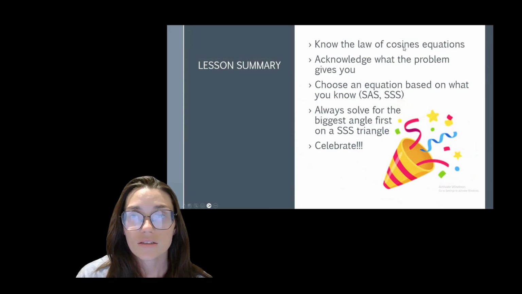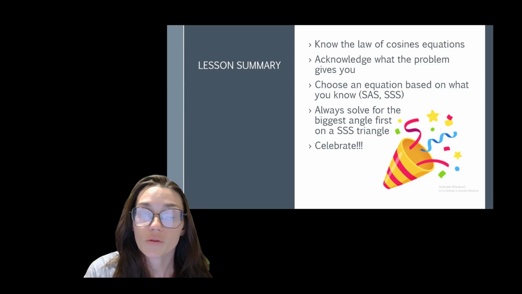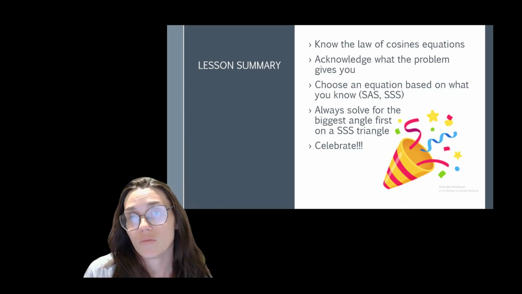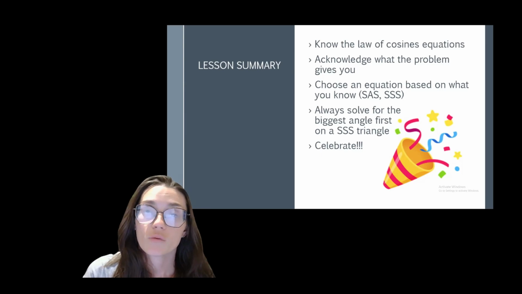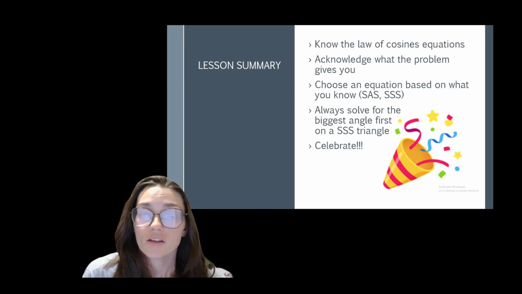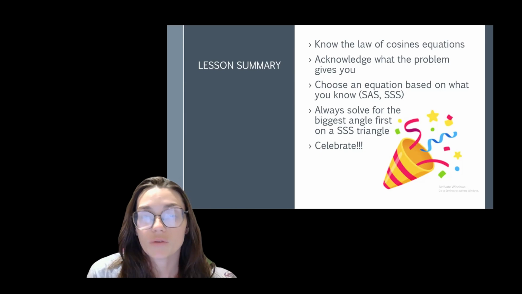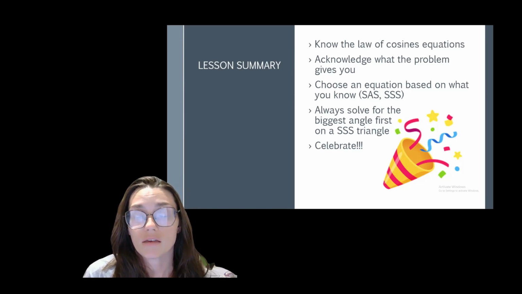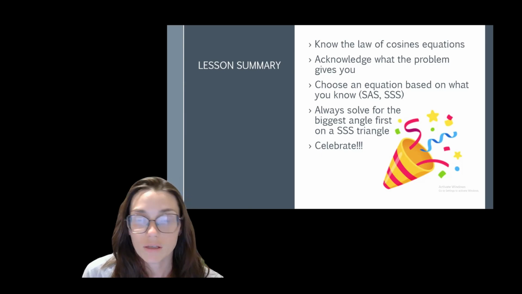Now, some of the takeaways from this lesson: we should definitely know the law of cosines equations. Then acknowledge the problem, or what the problem gives you. So we know that we had a side-angle-side problem, and we need to acknowledge that. And we need to choose our equation based on what we know. So if we have a side-angle-side, we're going to be looking for a side, right? If we have a side-side-side triangle, then we're going to be looking for an angle, and we'll know that we need to use the cosine of B equals a squared plus c squared minus b squared over 2ac, right?